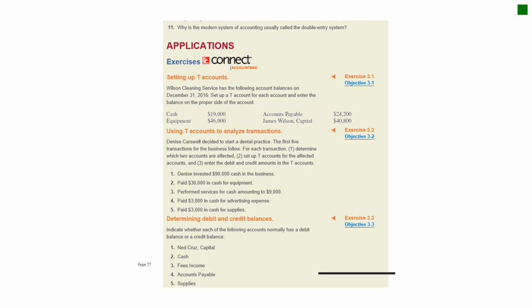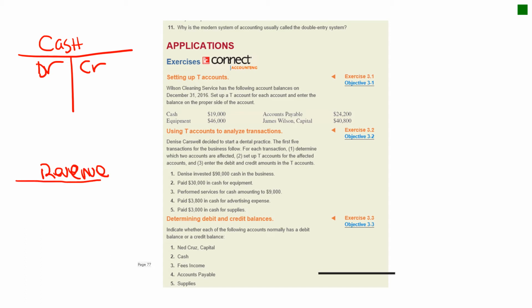On the third one, it says perform services for cash, $9,000. So again, I'm going to write out cash. Here's my T account. We've got a debit and credit. And for performing services, I'm just going to use revenue. Your book likes to use fees income, but just to keep it simple on this illustration, I'll just use revenue.